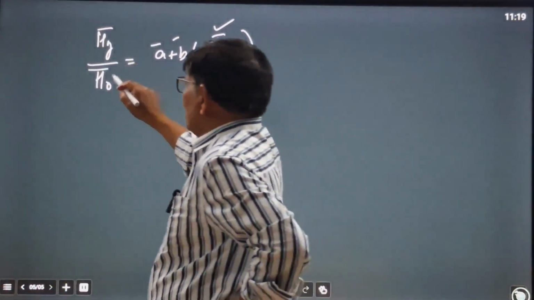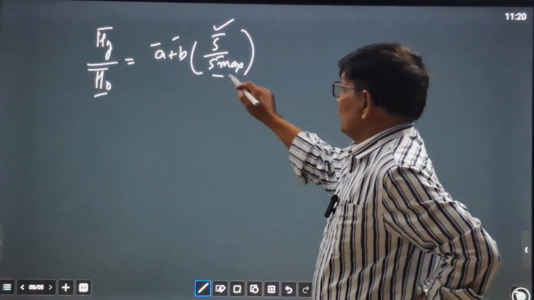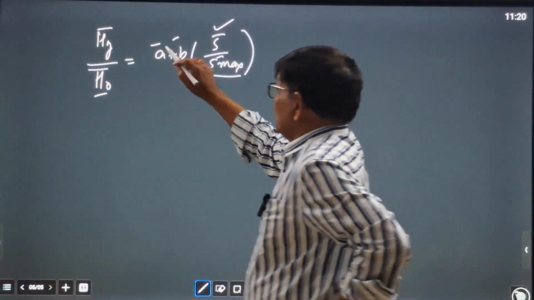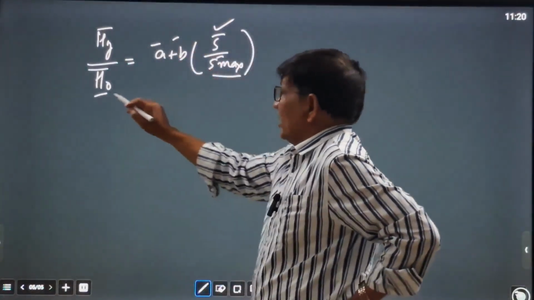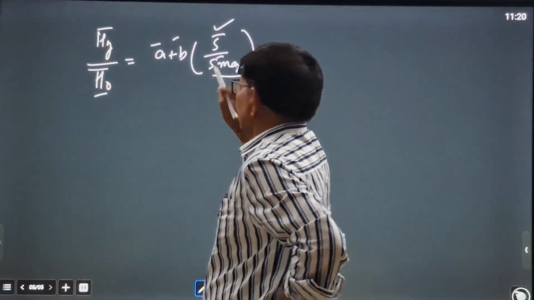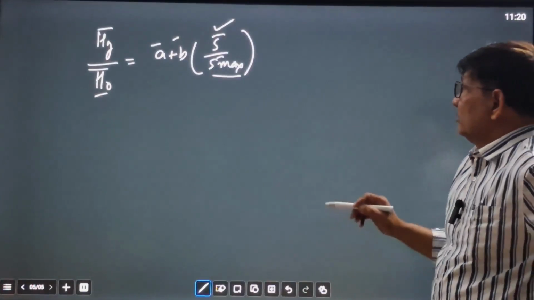And Hg we want; Ho we have to calculate. Here S maximum we have to calculate, and Ho. These a and b are given. S will be given. Ho we have to calculate. S maximum we have to calculate. S maximum we have already calculated by using an equation.